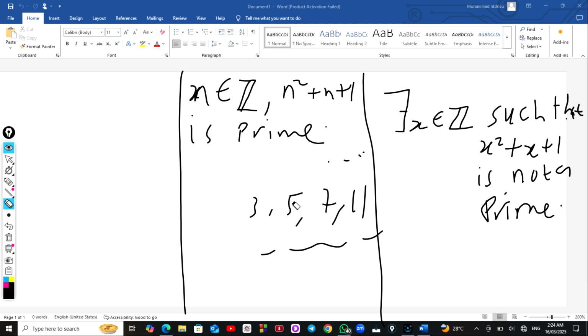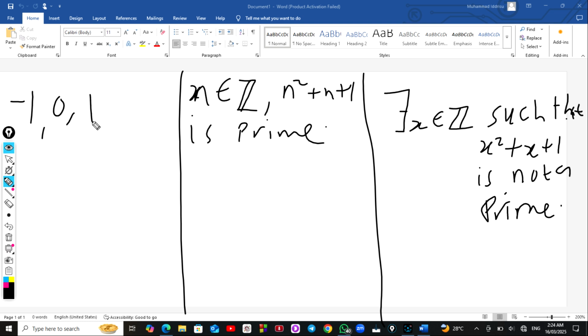So with this in mind, let's find a counterexample. Integers consist of both negative and positive whole numbers. So 0, 1, and negative 1 going up to infinity, 1, 2, 3 up to infinity, and this one too is up to infinity. So negative 1, 0, 1, 2, 3.